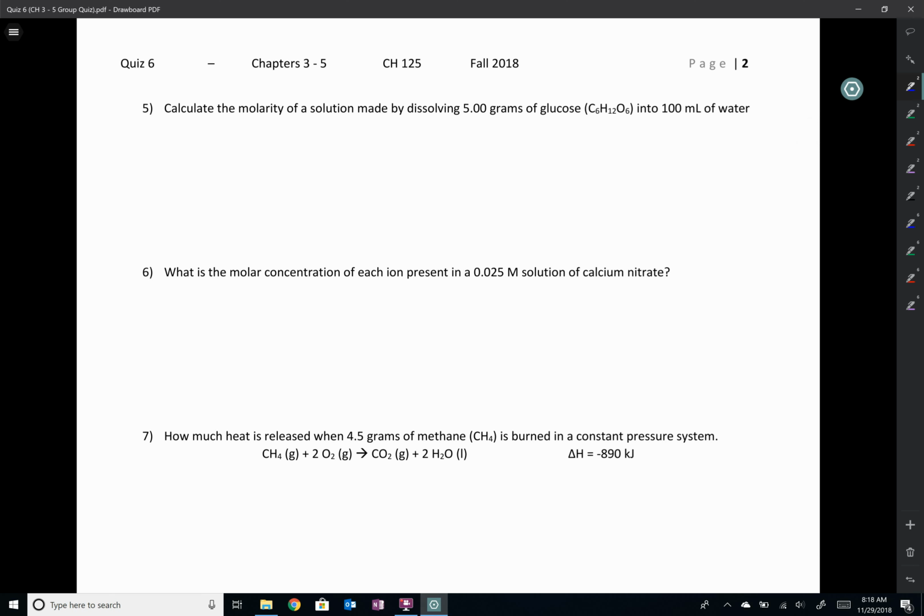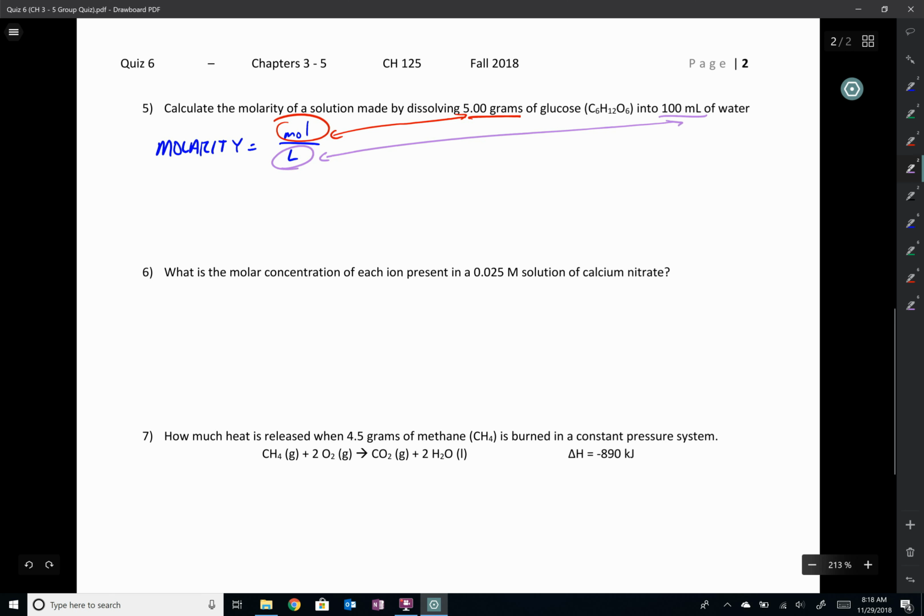So remember, anytime we're looking at molarity or concentration, which pretty much mean the same thing here for us, we're looking for moles of whatever per liters of solution. So moles of the substance per liters of solution. We're given units of grams, so we need to convert the 5 grams into moles, and we're given units of milliliters, so we need to convert milliliters into liters. So we're going to do our 2 steps there, the red step and the purple step.